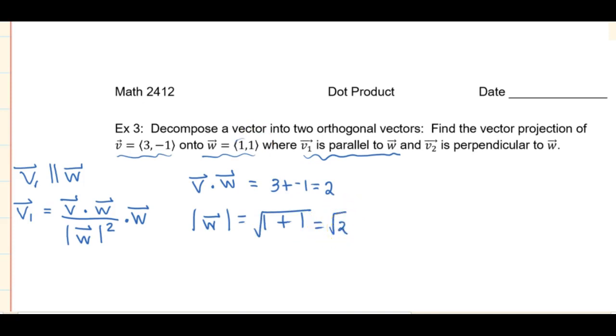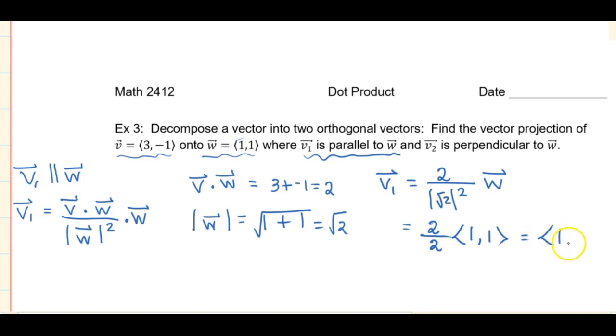So now we're ready. If you want to find V1, you get the dot product, which is 2, and you get the magnitude. In our case, it's the square root of 2, and you're going to square it. Then you're going to multiply it times vector W. So far we have 2 over 2, and our vector W is 1, 1. So we're going to find that V1 is actually 1, 1.